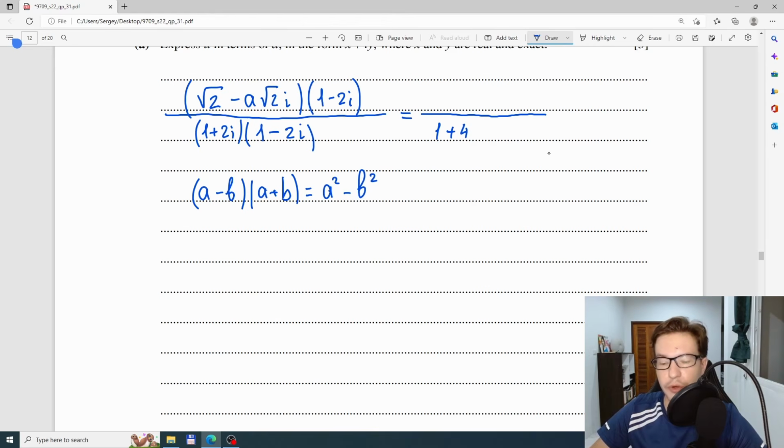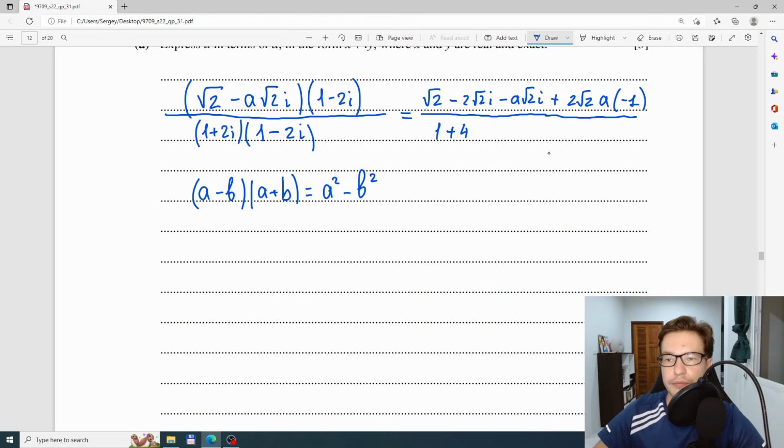Now the top part is a bit more difficult. I'll just have to expand the brackets. I'll get square root of 2 minus 2 square root of 2i minus a square root of 2i plus 2 square root of 2 i squared, and then i squared is minus 1, so times minus 1. Now let's simplify this. We will get square root of 2 minus 2 square root of 2 over 5.